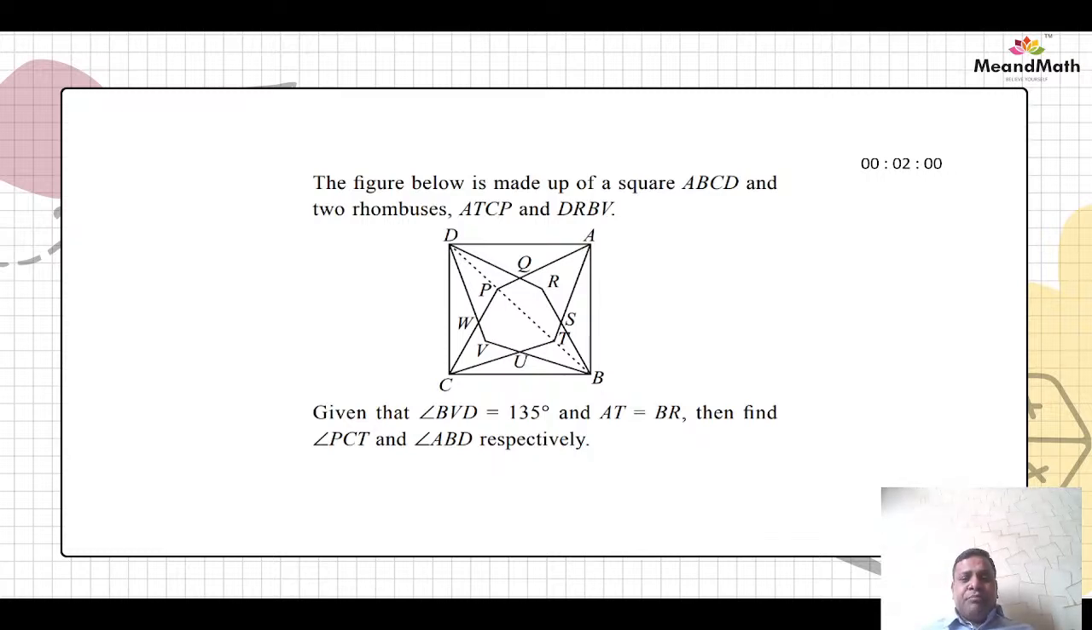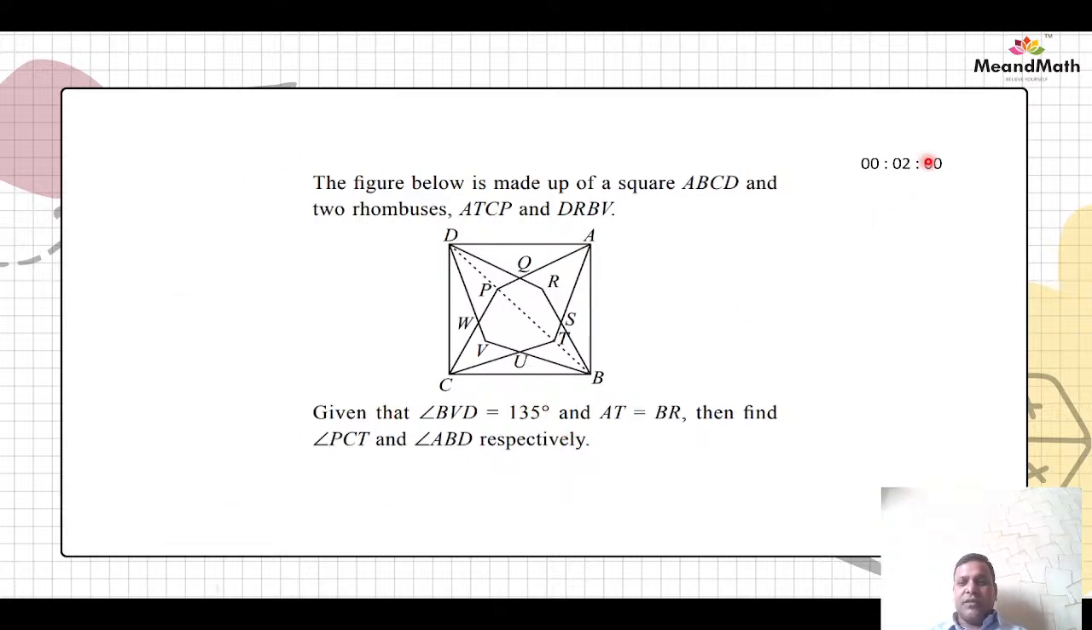The figure below is made up of a square ABCD, ABCD is a square, and two rhombuses ATCP and DRBV. This angle is 135, it is BVD. Then find angle PCT, which is BCT, this small angle, this one. You have to find it.